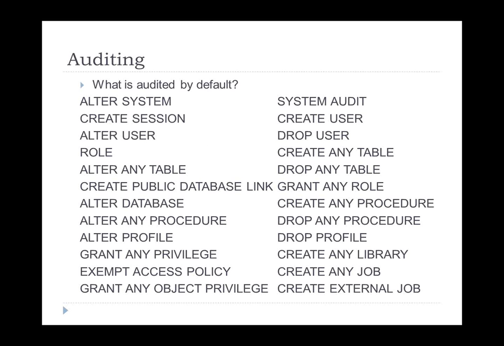So what is audited by default? There's a huge list on this slide that gives you an idea of what is actually audited. Alter system, create session, dropping users, creating any table, those types of privileges where you can really get in and either change objects or view any information from the database are audited by default. So these would show up in the audit tables and the audit logs.